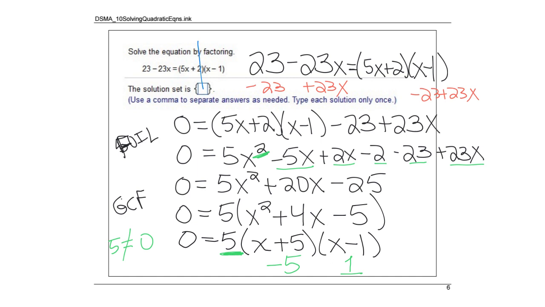Sometimes they have x equal to, and then sometimes they have what we call a solution set with these squiggly brackets. I think they're called braces. And so we just do the same thing, though. We put negative 5 and positive 1 inside the solution set.